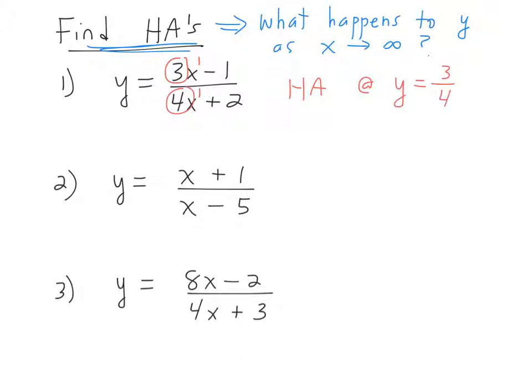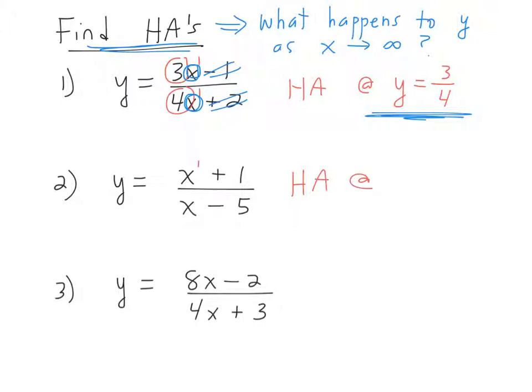And again, understand why. If I put 1,000 in here for x and 1,000 in there, subtracting 1, adding 2, it's not going to have much of an effect. So you have 3 times 1,000 divided by 4 times 1,000. The 1,000s will cancel out, leaving you with just 3 over 4. So this would be your horizontal boundary line, your asymptote line.